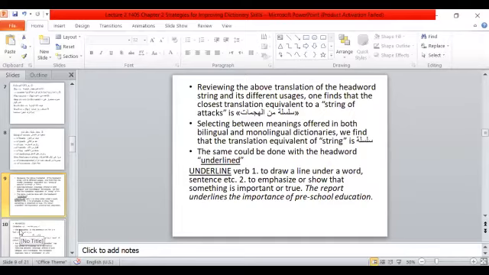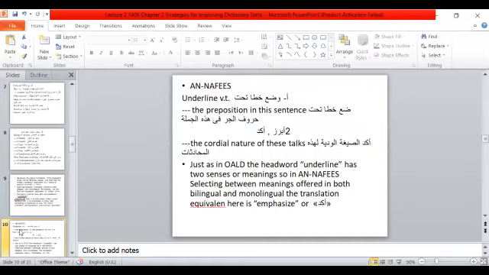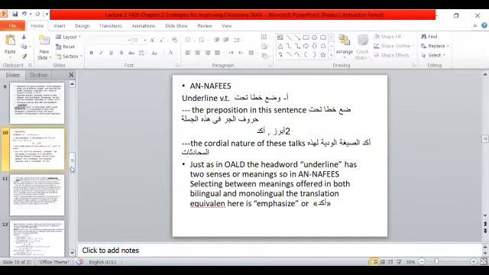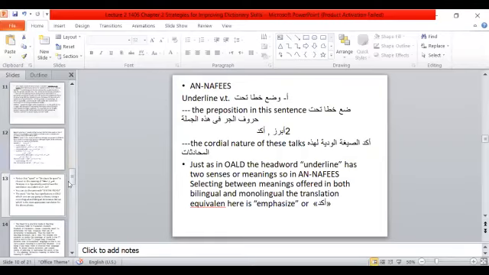Underlined, as a verb, has two meanings, two senses: to draw a line under a word or sentence, or to emphasize or show that something is important or true. And Nafis also gives two meanings or senses. وضع خطا تحت, underline, as a transitive verb. VT means verb transitive. Underline the preposition in this sentence.